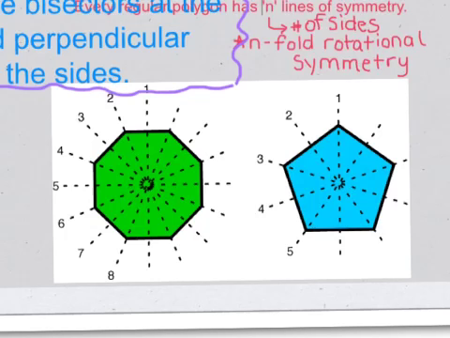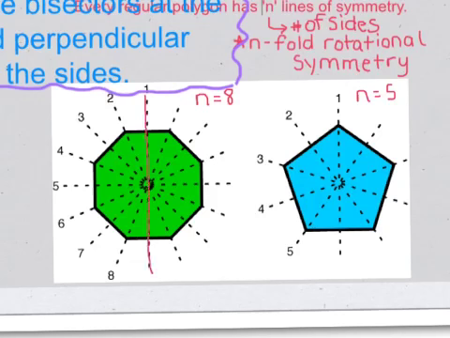Something else I want you to notice in that picture. I've given you 2 different examples. I think I just called this a hexagon a minute ago. I was wrong. This is an octagon. It's got 8 sides. So here n equals 8. Here n equals 5. When you have an even number of sides, your lines of symmetry are always going to go from side to side.